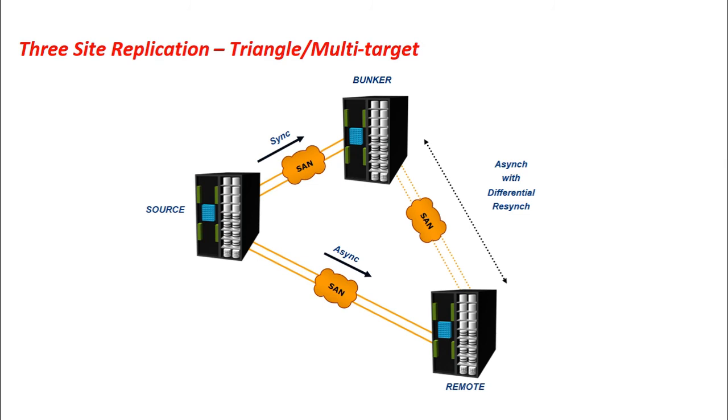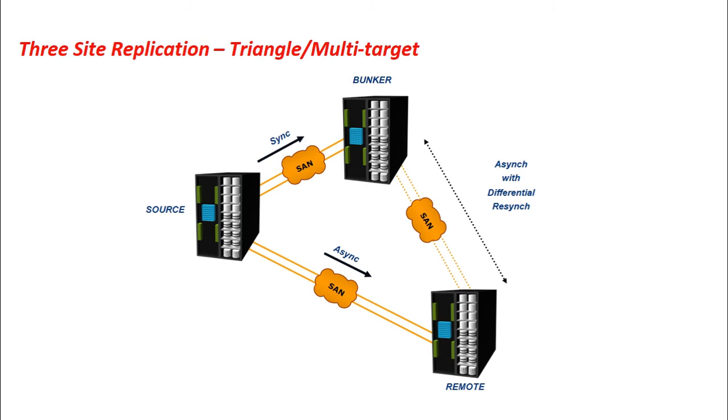The key benefit of this particular three-site triangle or multi-target replication is the ability to fail over to either of the two remote sites in case of source site failure, with disaster recovery protection between the bunker and the remote sites. Resynchronization between the two surviving targets is incremental. Disaster recovery protection is always available if one site failure occurs.